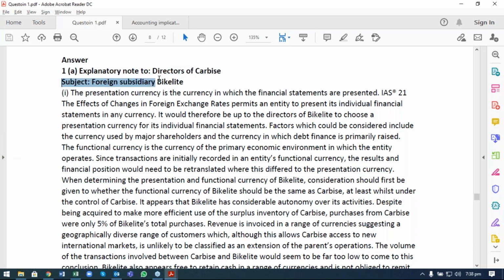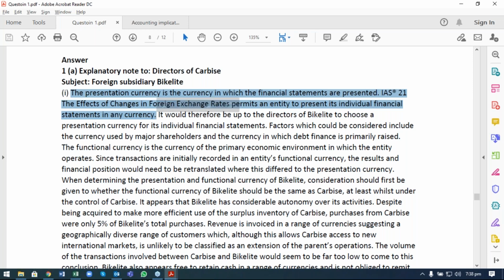You can see the format: subject, foreign subsidiary, Backlight. The first requirement: the presentation currency is the currency in which financial statements are presented. This is as provided by IAS 21, and presentation currency could be any currency the company decides. IAS 21, the effects of changes in foreign exchange rates, permits an entity to present its individual financial statements in any currency. That's one of the most important requirements.